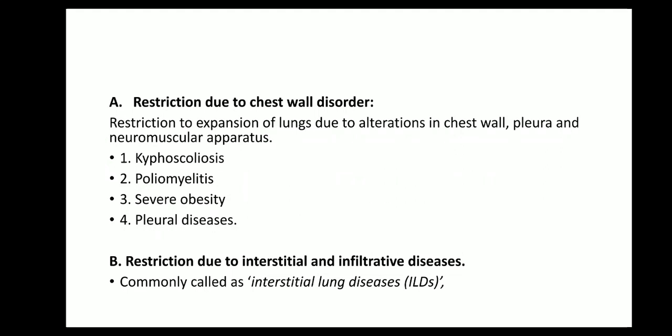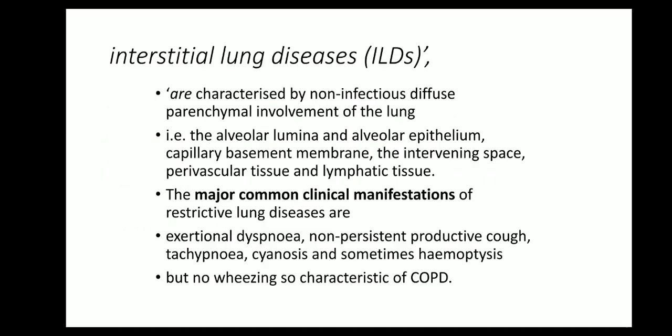Restriction due to chest wall disorder. This can be because of abnormalities in the chest wall, pleura and neuromuscular apparatus, that is kyphoscoliosis, poliomyelitis, severe obesity and pleural diseases. Restriction due to interstitial and infiltrative diseases commonly involves interstitial lung diseases. So interstitial lung diseases are characterized by non-infectious diffuse parenchymal involvement of the lung, that is alveolar lumina and alveolar epithelium, capillary basement membrane and intervening space, and perivascular tissue and lymphatic tissue.